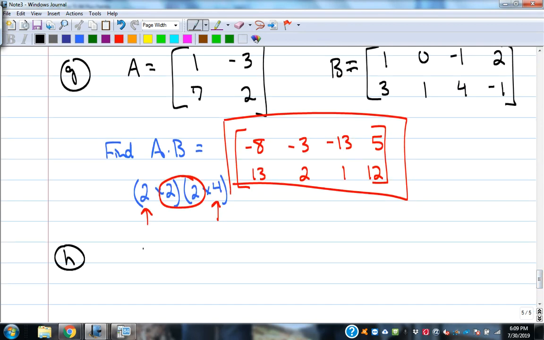Example H, what if they said find B times A? Same two matrices that I already got entered. They told me to find B times A. Well, I remember what Mr. Isbell said. He said that you can't do commutative with that. So I may not even be able to do this. Well, I rearranged it with the dimensions, and I see I've got a 2 by 4 times a 2 by 2, and these numbers in the middle do not match. Because they don't match, that means that this is undefined.